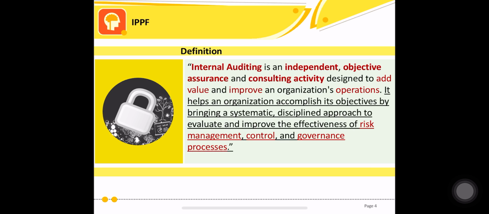Number one, our main function is to provide assurance service. And then, due to the need, due to the advancement of technology and at the same time advancement of risk, we also provide consulting service. And again, at the end of the day, our main focus is to add value. So given that, how can we add value? It states on the second sentence, it helps an organization accomplish its objectives by bringing a systematic, disciplined approach to evaluate and improve the effectiveness of risk management, control, and governance process.